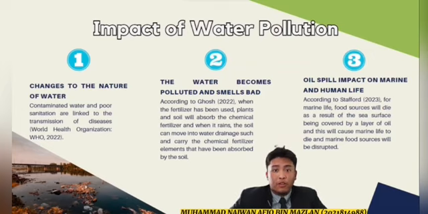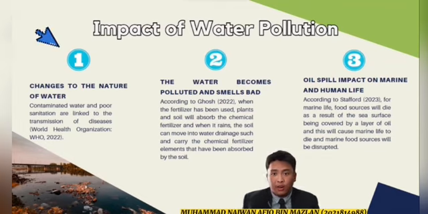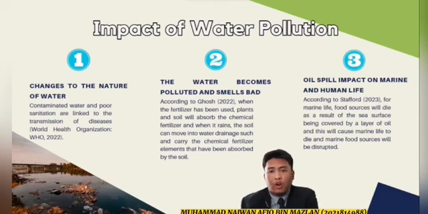The first impact of water pollution is the changes to the nature of water. Clean water will maintain the health of the body, but dirty and polluted water will cause disease to humans or animals that drink the water. According to WHO, World Health Organization 2022, contaminated water and poor sanitation are linked to the transmission of diseases such as cholera, diarrhea and dysentery.